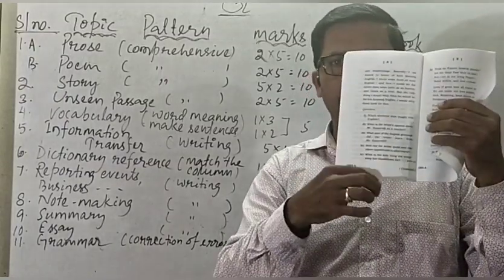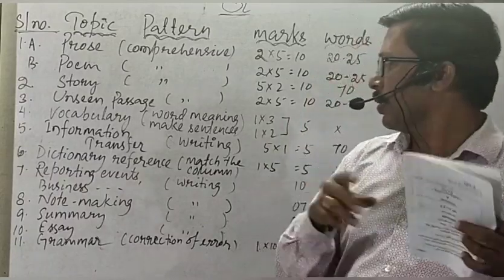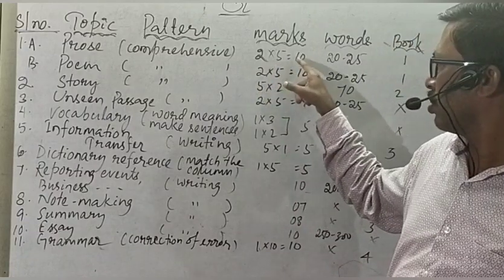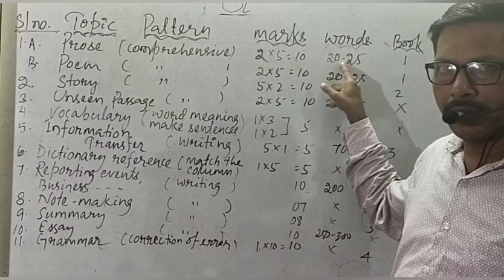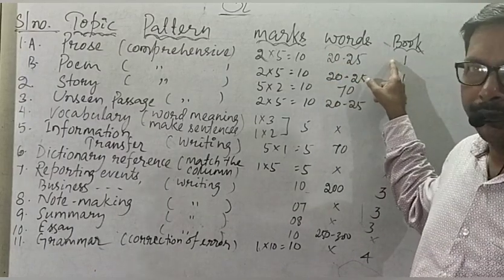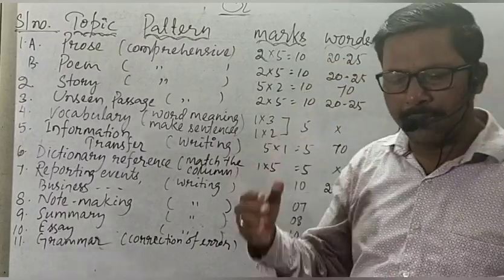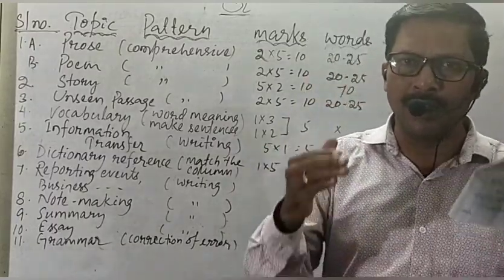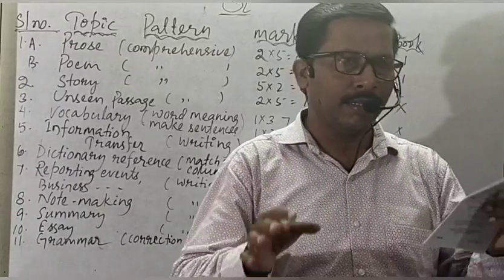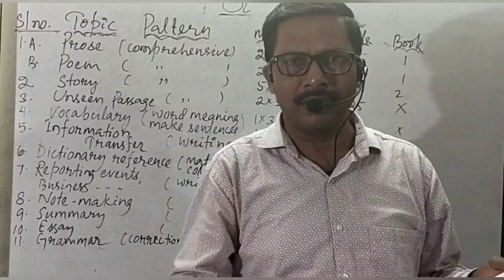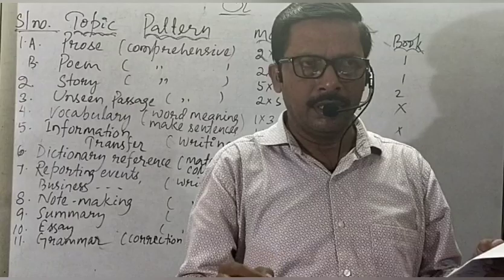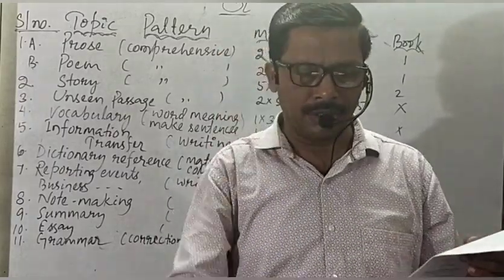Then 5 questions, each question of 2 marks. 2 marks for 5 questions means 10, and one has to answer the questions in between 20 to 25 words and from the book. Sometimes our answer may be less than 20 words, and sometimes it may go beyond the word limit, and that doesn't make any great difference if our answer is perfect. So what we need is to write a perfect answer.